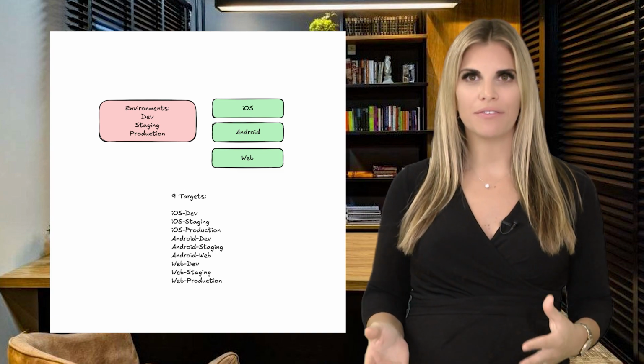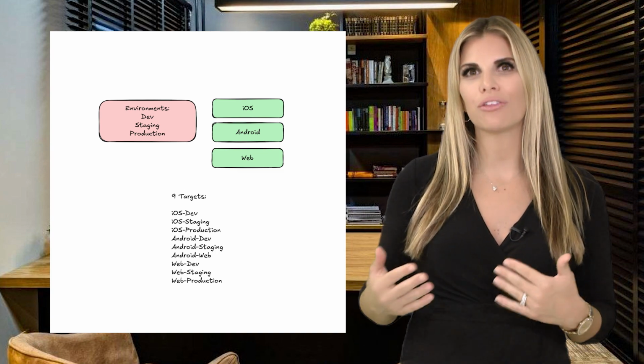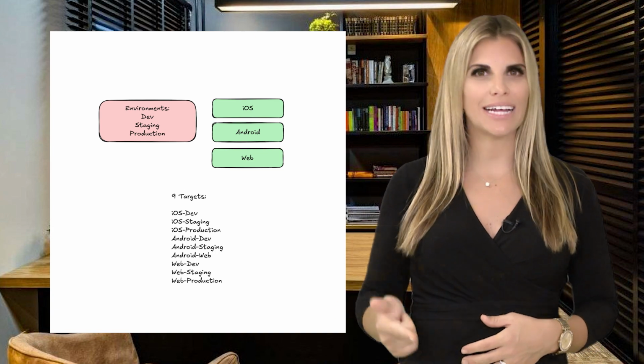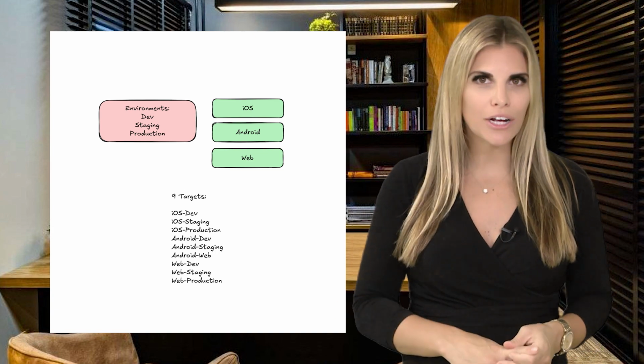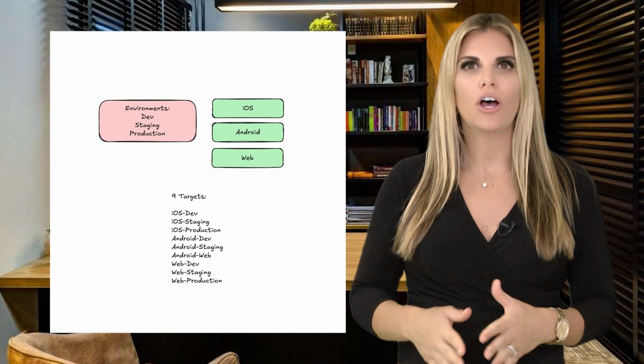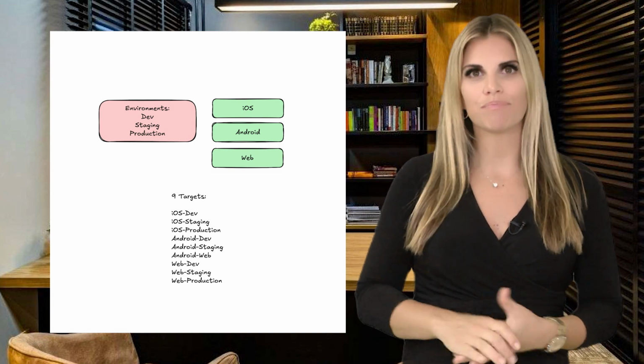Another team is working on a video game for iOS, Android, and web, and they're running tests across 3 environments, dev, staging, and production. They will need 9 targets, one for iOS, Android, and web across each of the 3 environments, dev, staging, and production.